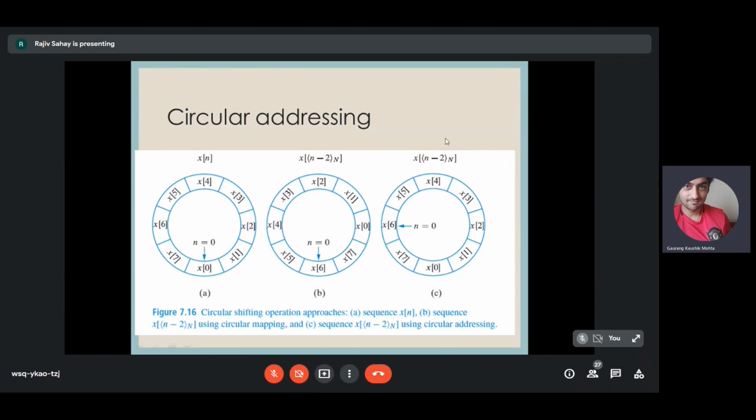So this is a very important and nice concept which is used by all DSP processors, and we do circular shifting by just changing the pointer for index n equal to 0. I hope this diagram is clear. So this phenomenon is called circular addressing. Is this clear for everyone? Yes, sir.